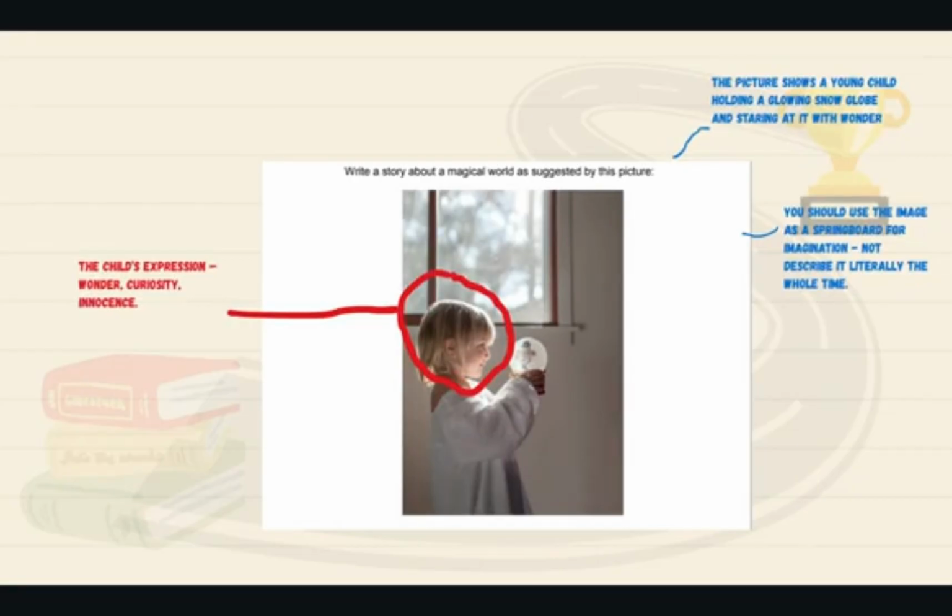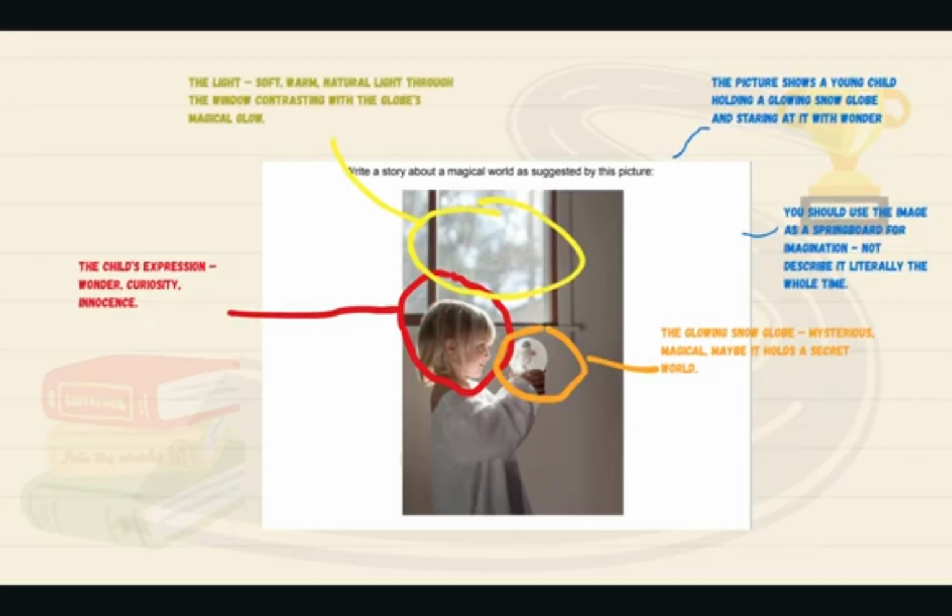Here I've focused in on the child's expression. So she's showing wonder, curiosity and innocence. She's holding a glowing snow globe, so this shows mysteriousness. She's showing magical and maybe it holds a secret world. And then I focused on the light. So this is soft, warm, natural light through the window which contrasts with the globe's natural glow. I've then looked at the setting, which is a quiet room, and it shows a peaceful atmosphere, showing a sense of isolation or discovery perhaps.